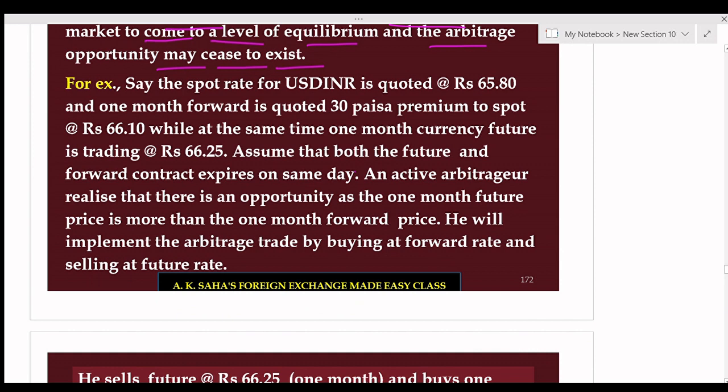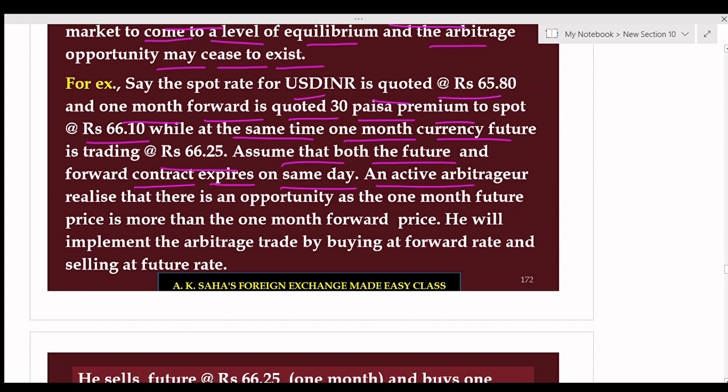For example, say the spot rate of USD INR is quoted at rupees 65.80 per dollar and 1 month forward is quoted at a 30 paisa premium to spot at the rate of rupees 66.10 per dollar, that is, the premium is added to the spot rate. While at the same time, 1 month currency future is trading at the rate of rupees 66.25. Assume that both the future and forward contract expire on the same day.